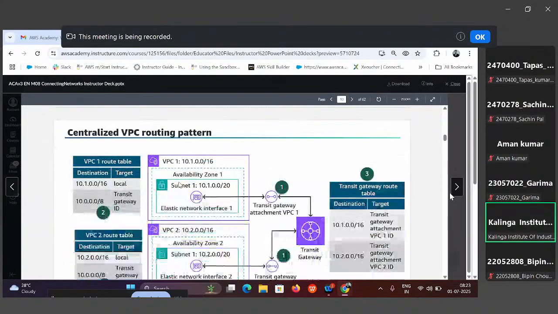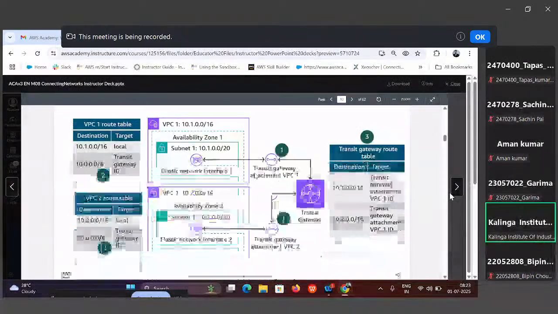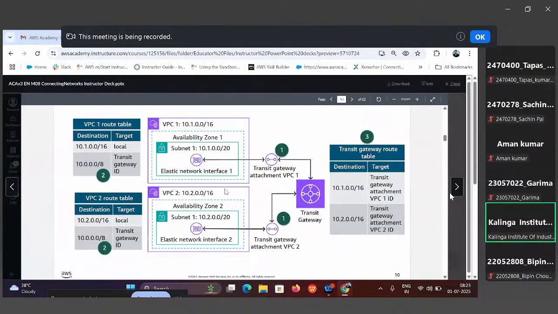If we come to the next part, the centralizing VPC routing pattern, this type of architecture you have seen in the labs multiple times, right? If you have multiple VPCs, VPC one is for one zone, and you are configuring VPC two for another zone. Because in this particular module, we are understanding how you connect multiple VPCs. The main goal is that only, right?